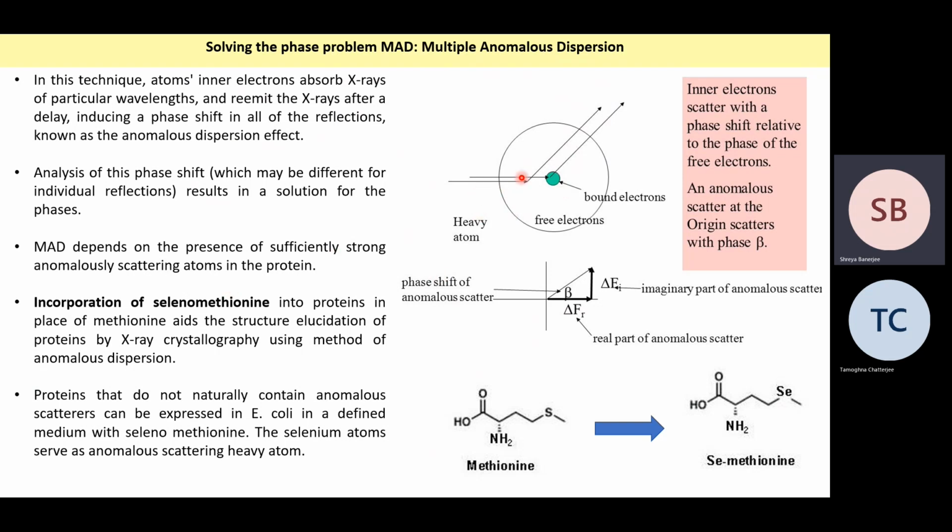So how this can be done is by incorporating a heavy atom into the protein. But another method is the incorporation of selenomethionine. So whenever there is a methionine amino acid in the protein, you can replace the sulfur with selenium. And selenium is a heavier atom than sulfur and can take part in this anomalous scattering. So proteins can simply be grown in a medium which contains selenomethionine, and the selenium atoms will carry out this anomalous dispersion effect.